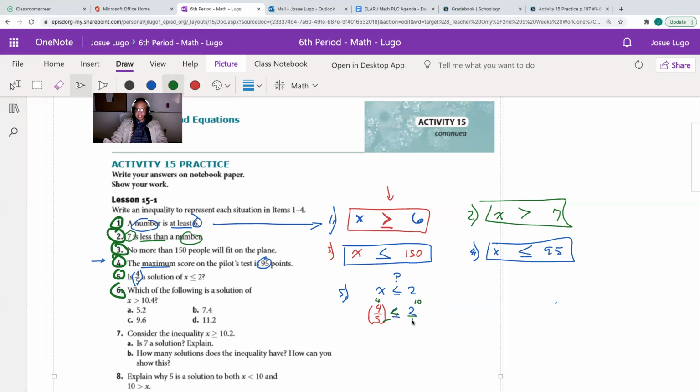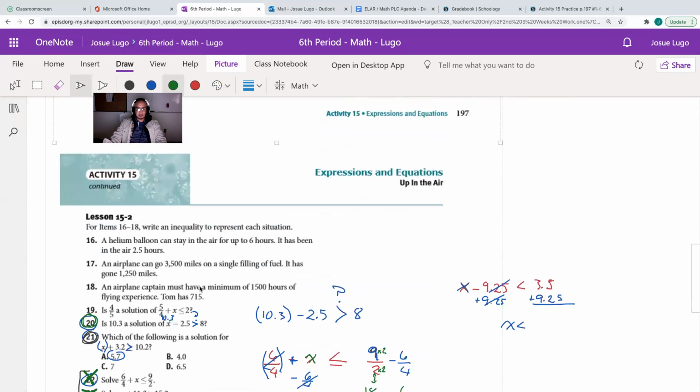So yes, 2 is greater than or equal to, in this case, it's greater than 5/4. So yes, this is a solution, and this is a true statement. 4/5 is a solution to this inequality. So anytime they're asking for a solution to an inequality, you just substitute it for the variable, whatever number they're wondering about, and ask yourself, is this a true statement?